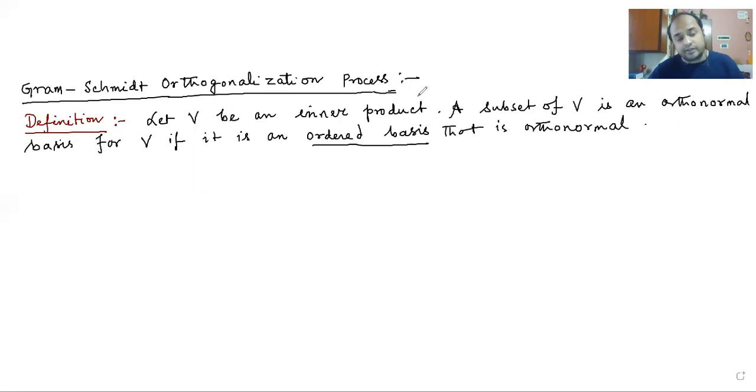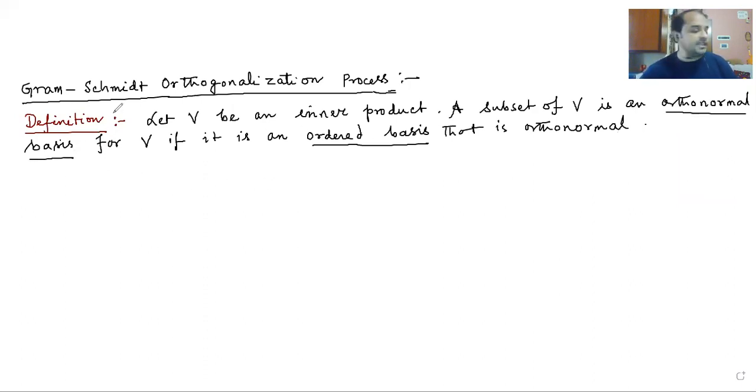Now, if that set of vectors becomes a basis itself, and V is an inner product space, meaning V is a vector space on which an inner product is defined, and V has a basis which is an ordered orthonormal basis, then such a basis is called an orthonormal basis. Okay, so very simple definition as it goes.